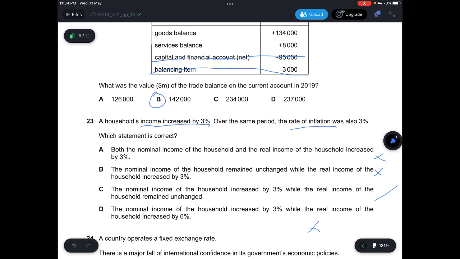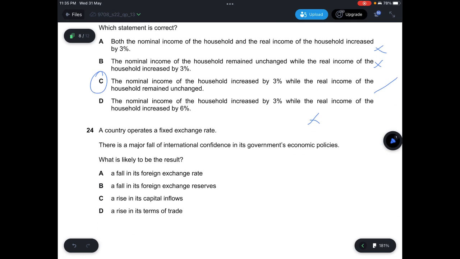And B, it says the nominal income remained unchanged, which is not correct because it already said that the household income increased by 3%. So B is not correct because of that. And D, the reason why the real household income increasing by 6% is not correct is because this is only possible if the rate of inflation is negative 3%, which is not in this case. This is a positive 3%. So that means the real income will have to remain the same because the income increased by 3% and the rate of inflation is also 3%. If let's say the rate of inflation is 0%, yes, the household income increased by 3%. If it's negative 3%, yes, the household income increased by 6%. But it's not the case here, so it has to be C.